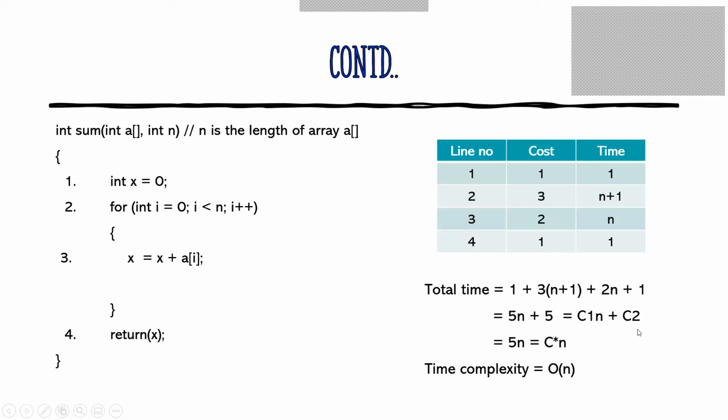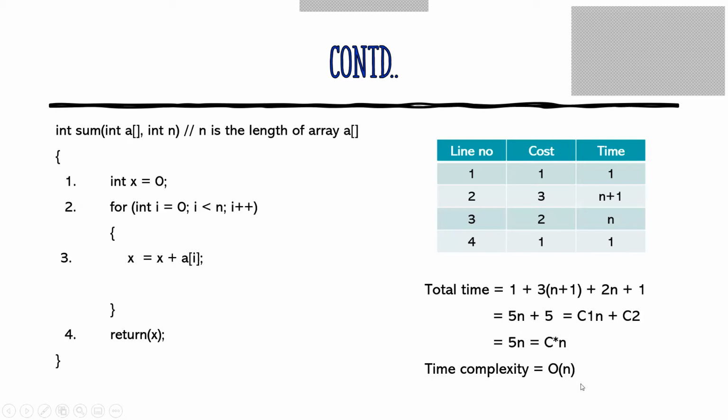Then the fourth is return x. This is a single-liner statement, so cost is 1 and time is also 1. So in the end, you need to multiply the cost into time. For the first line, your cost into time is 1 into 1. Then for this line, the total is 3 into n plus 1. Then for the third line it's twice n, and for the fourth line it's 1. So if you add up all these numbers, it will be 5n plus 5.